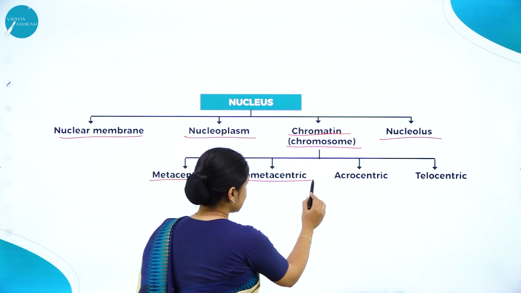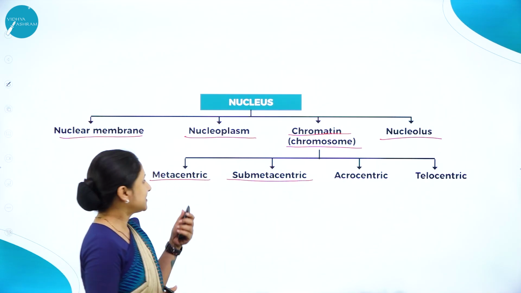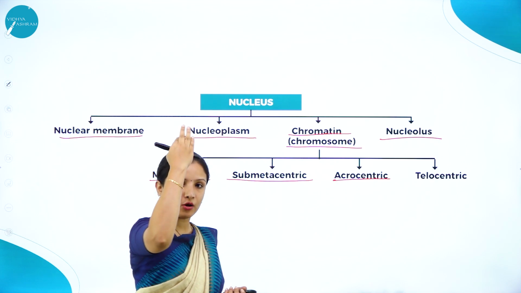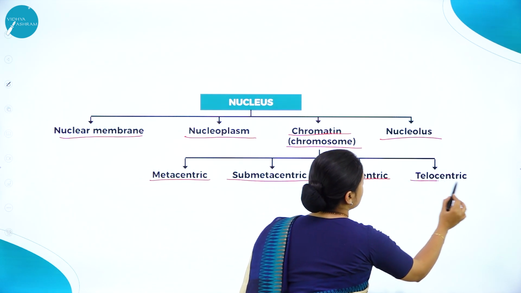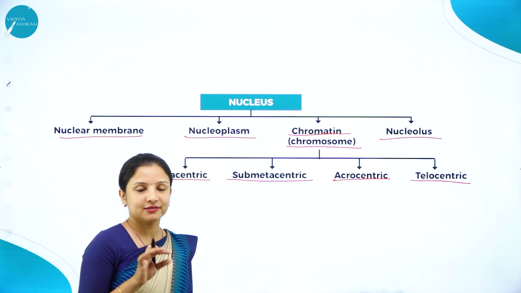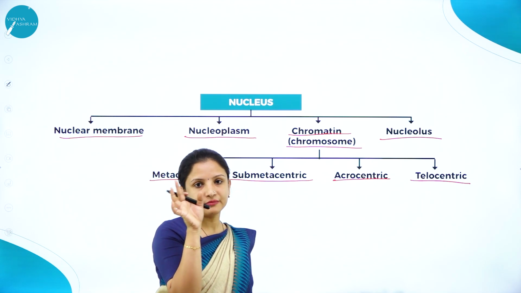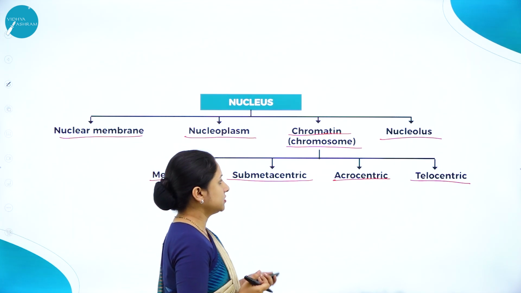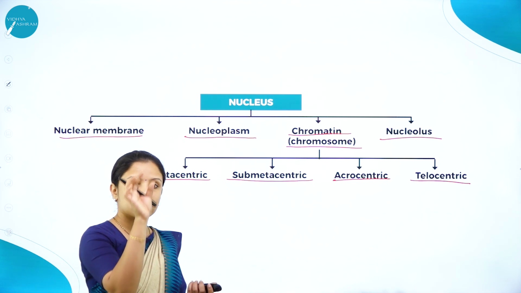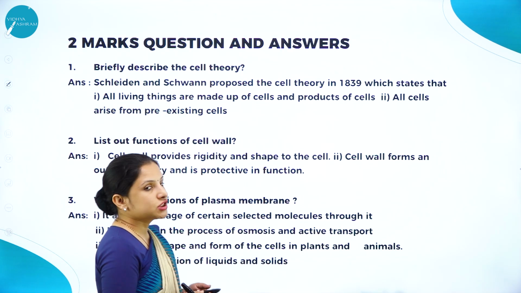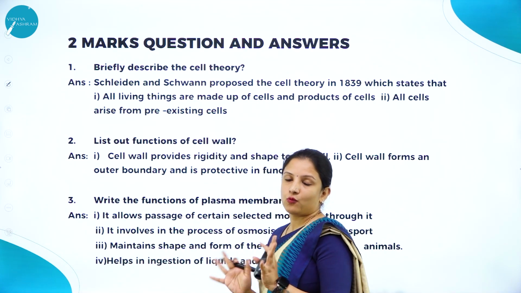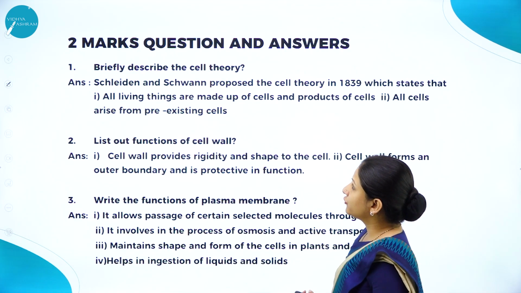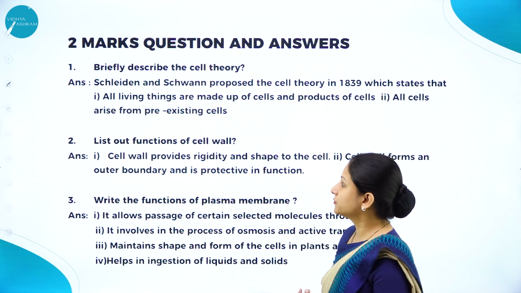Metacentric means the centromere will be at the center. Submetacentric means slightly above the center. Acrocentric means even slightly above the submetacentric. Telocentric means almost at the tip of the chromosome. That is why the two arms or sister chromatids look much smaller compared to the other two arms, because of the position of the centromere. So this was the synopsis, what all is there under this particular chapter for you to recall. Next, let's move on to the 2-mark questions and answers from this chapter.